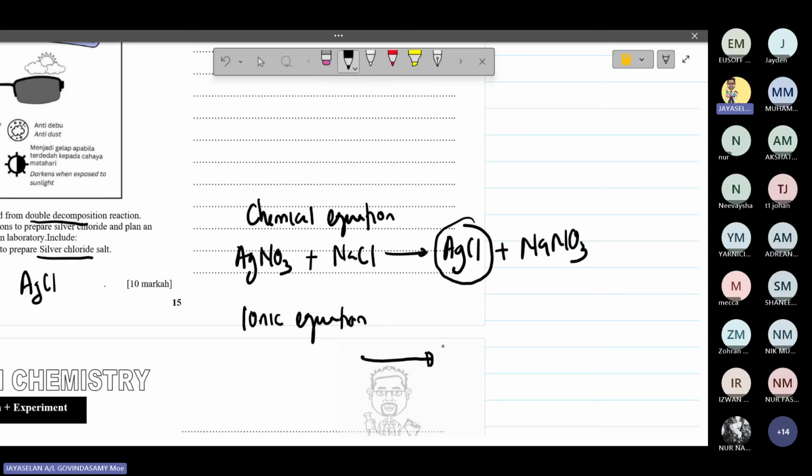So arrow, take out the silver chloride, the insoluble salt. It is made up of these ions. What is the formula of the silver ion? Ag positive, Cl negative. Settle. You guys already score. Color ionic equation, color chemical equation, write this.